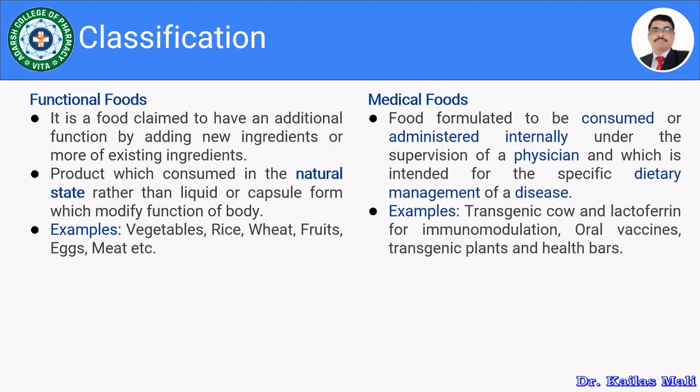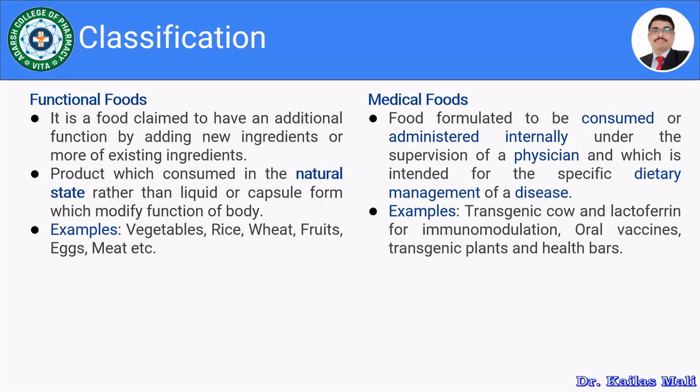The next one is a functional food. It is a food claimed to have an additional function by adding a new ingredient or more of its existing ingredient. It is a product consumed in the natural state rather than in liquid or capsule form, which modifies the function of the body. For example, vegetables, rice, wheat, fruit, eggs, and meat. All these are considered functional food.